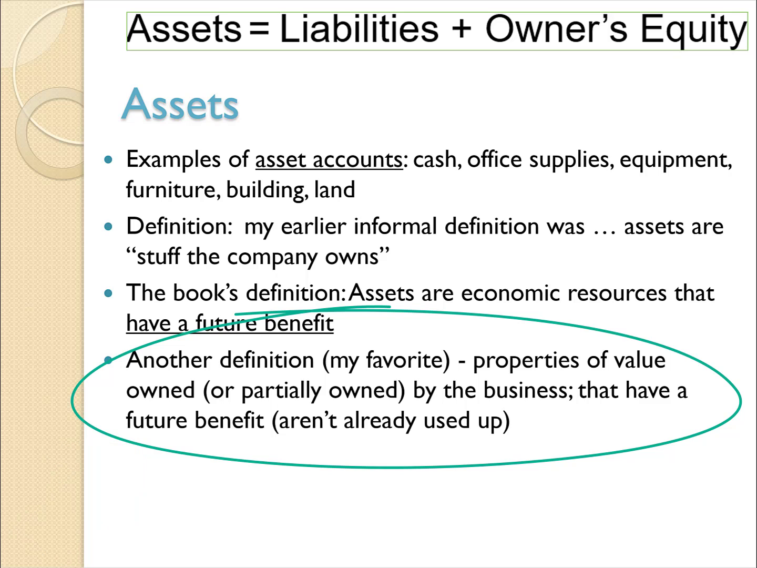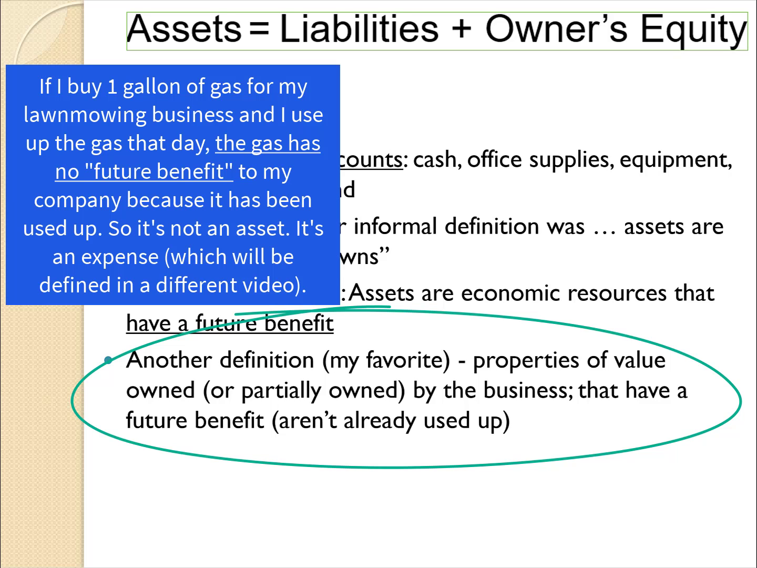So why do we say they have a future benefit? My classic example of the difference is, let's say I own a lawn mowing company and I'm just beginning the company. So I go to the gas station, I buy 1 gallon of gas for my lawnmower. And I plan to use up that gallon of gas today. So does that gallon have a future benefit beyond today? No. So that gallon of gas is not an asset. It's just going to be an expense.